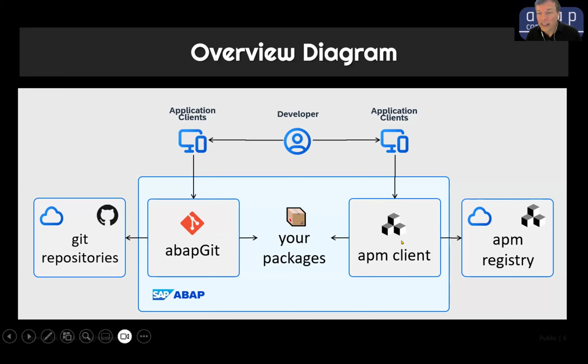And on the other side, we'll talk about that later, the world of ABAP package management that I'm working on. This will be a new way of interacting with the outside world and sharing code and packages with other developers. So the ABAP APM client will connect to the APM registry, and from there you can get packages into your system and also publish packages that you created or contributed to back to the registry.